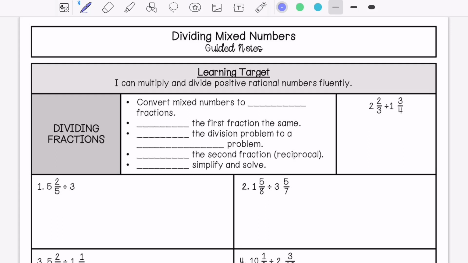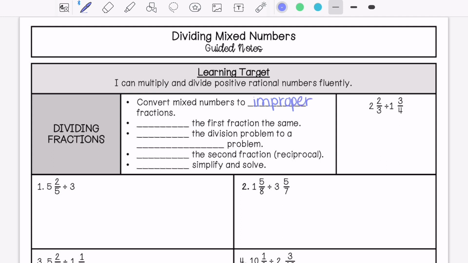We are going to be dividing mixed numbers. Our learning target is I can multiply and divide positive rational numbers fluently. So dividing mixed numbers is basically the same as just dividing fractions, but we add one more step. We are going to convert the mixed number to improper fractions. And we've already gone over how to do that.